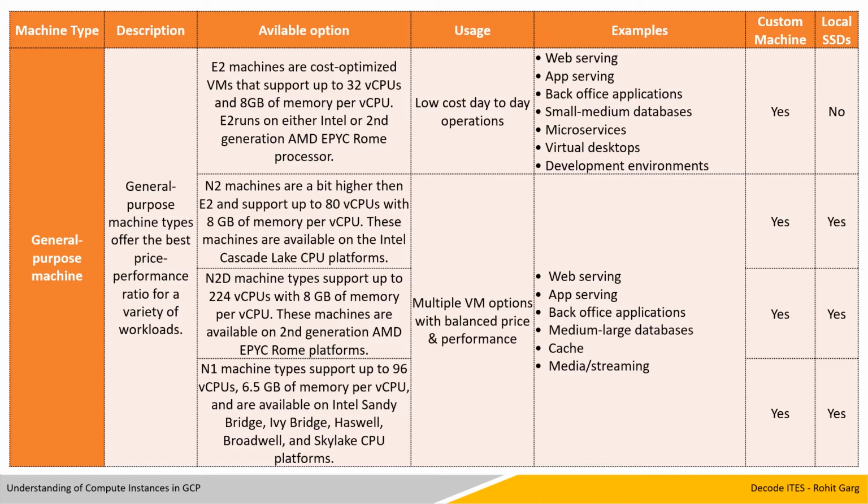Whereas N2, N2D and N1: N2 machines are a bit higher than E2 and support 80 CPUs with a similar 8 GB memory support per CPU. These machines are available on Intel Cascade Lake platforms. N2D machines support up to 224 vCPUs with 8 GB of RAM per CPU. These machines are available with the second generation AMD EPYC Rome platform. And next is N1 machine types, which can support 96 vCPUs, and the difference is only 6.5 GB RAM is available per CPU, and is available over Intel Ivy Bridge, Broadwell or Skylake CPU platforms.